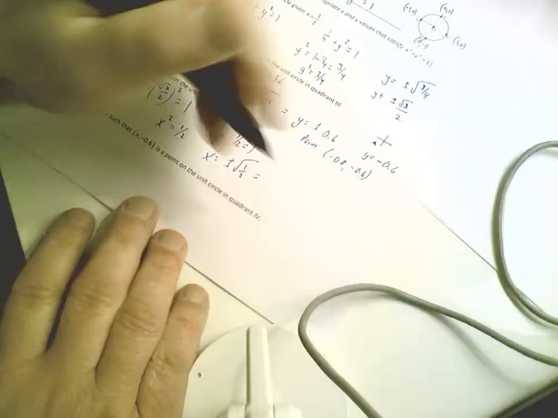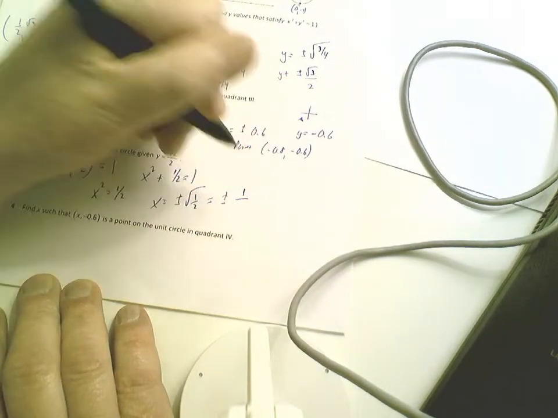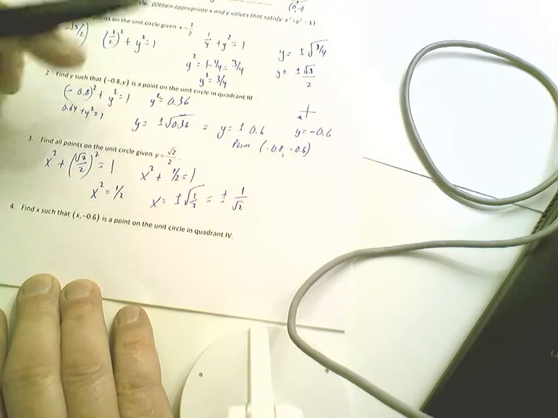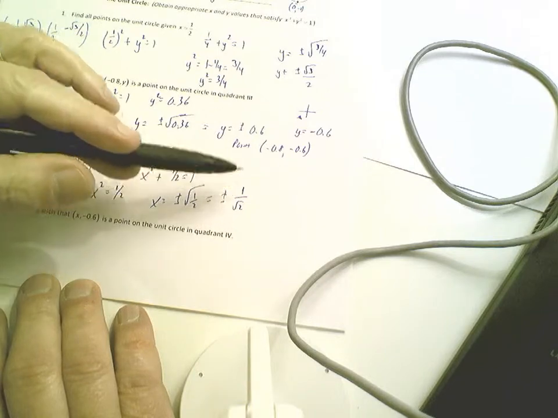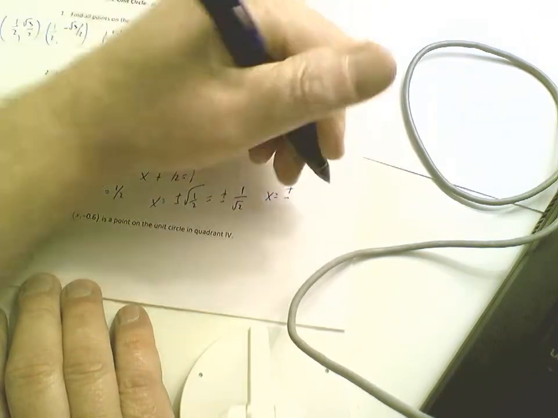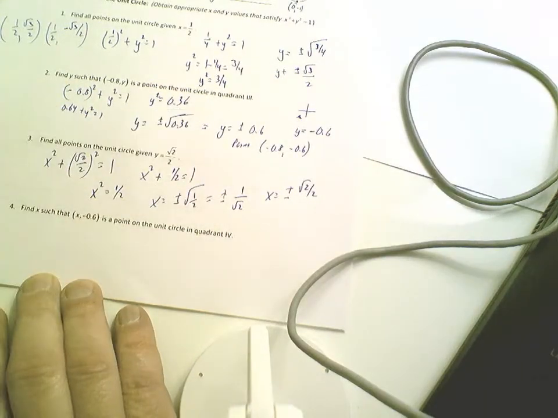X equals plus or minus the square root of 1/2. Plus or minus, well, square root of 1 is 1, divided by what? Square root of 2. You can take square roots of numerator, square roots of denominator. Rationalize to get to your final point. And I'm going to say x is equal to plus or minus the square root of 2 over 2, multiplying top and bottom by square root of 2.